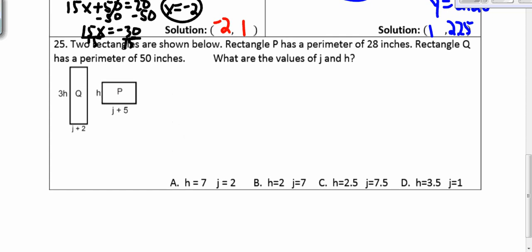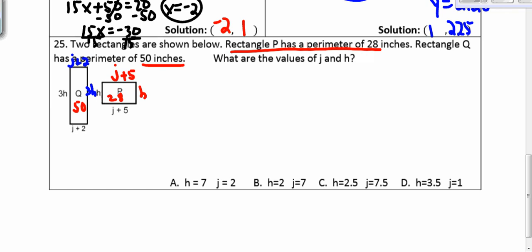Number 25. This is a difficult one, so I'm just going to put 3h here and j plus 2 because these are rectangles and the opposite sides are the same. So we're just going to make an equation for both. And it says that rectangle P has a perimeter of 28. So I'm going to put 28 here. And rectangle Q has 50. So I'm going to put it here.